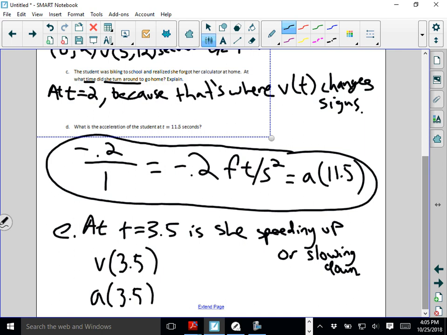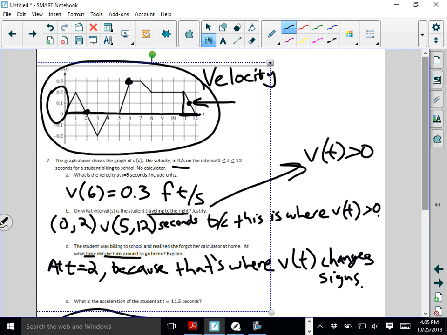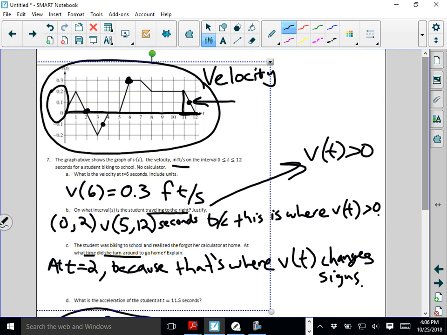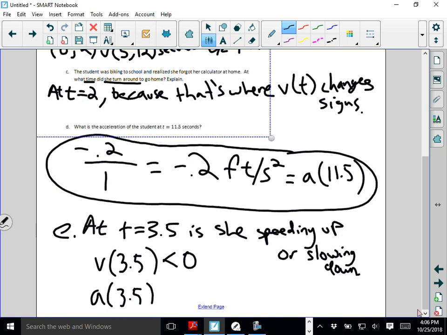Okay, so v of 3.5. That'll be easier because I have a velocity graph. I'm going to locate 3.5. It's right there. My velocity at 3.5 is negative 0.1. And most importantly, I know that v of 3.5 is less than 0. Okay? A of 3.5, right? We learned from part D that we calculate the acceleration by looking at the slope of our velocity graph. When I look at the slope of this graph, I see that this slope right here is positive, right? If I wanted an exact number, I'd go up 0.2 over 1, so I'd have a slope of 0.2. But more importantly here, I know that A of 3.5 is positive.